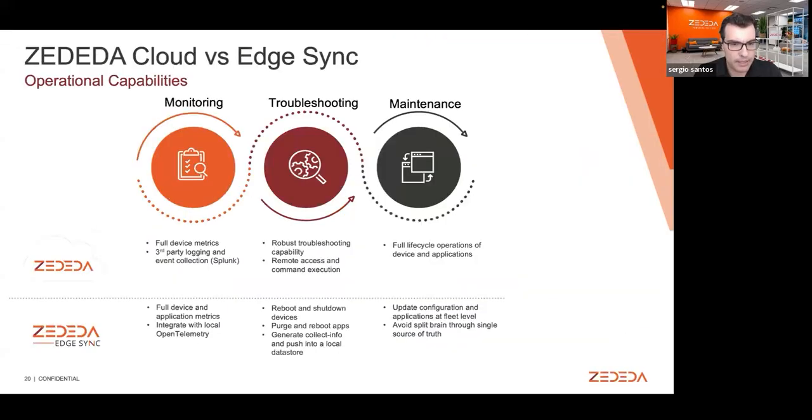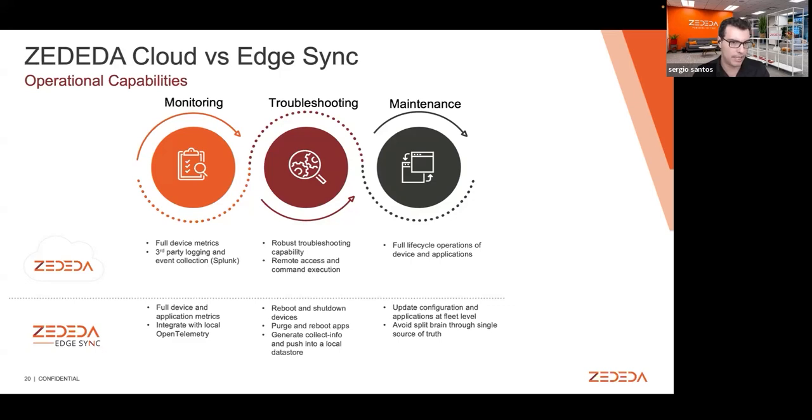So the next slide is essentially an overview of these three different operational dimensions that Daniel also concluded his presentation with: monitoring, troubleshooting, and maintenance. We try to do a comparison of what we can do in the cloud, in our controller, and what is also enabled locally with EdgeSync, right? So when these devices are not fully connected.